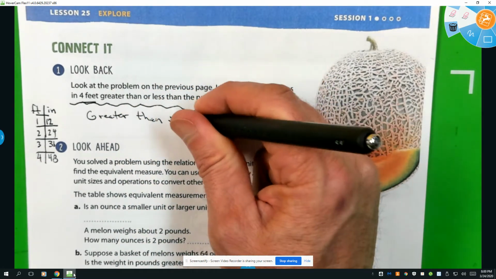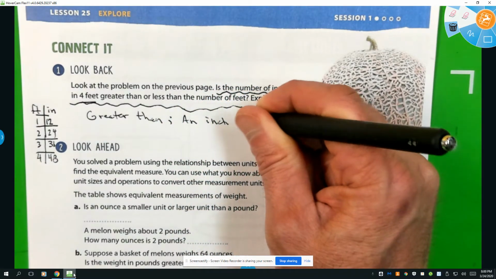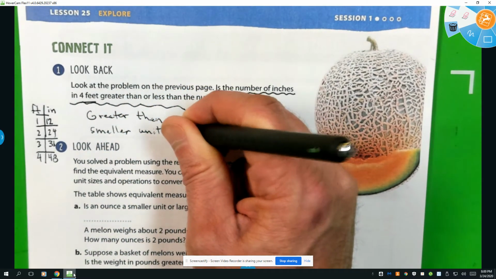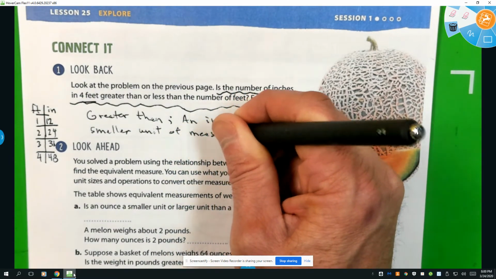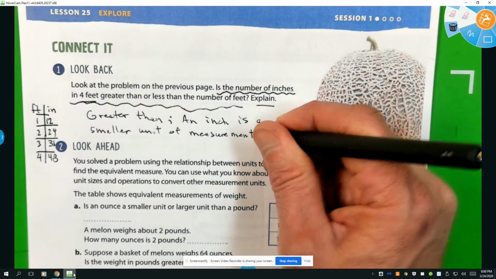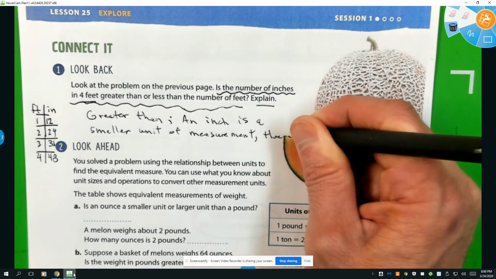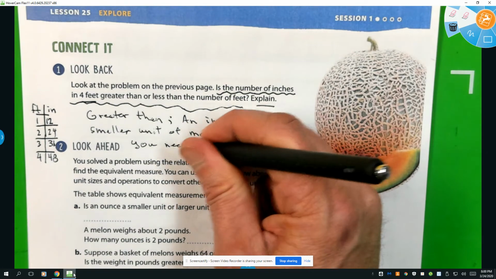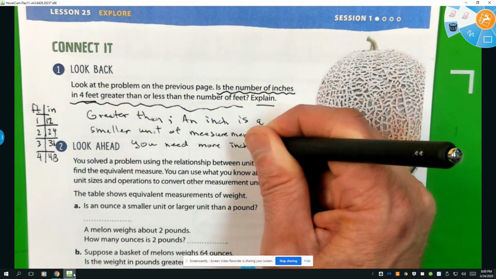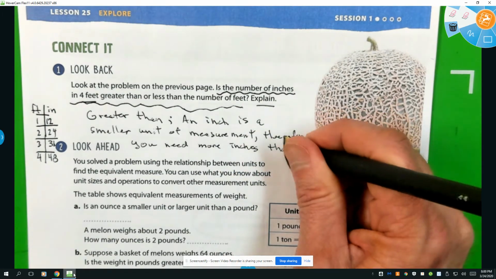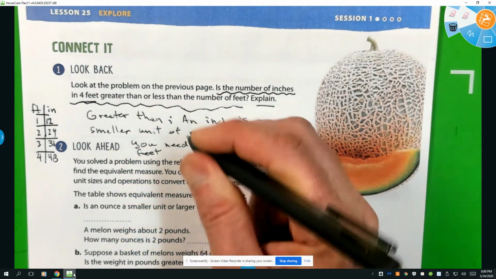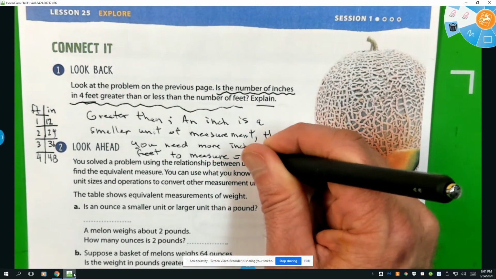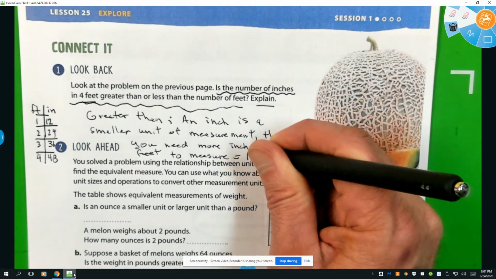And then we would just say an inch is a smaller unit of measurement, therefore you need more inches than feet to measure the same length. All right, same right here.